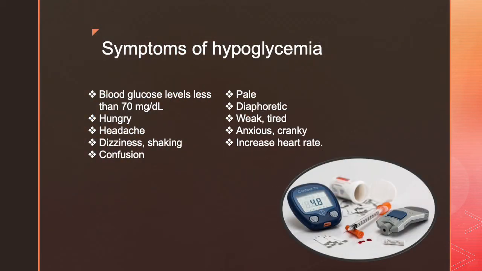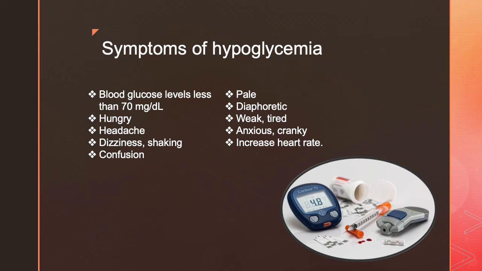It's very important to know some symptoms of hypoglycemia, or when your blood glucose is low. So hypoglycemia is defined as when your blood sugar levels are lower than 70 milligrams per deciliter. Some symptoms you may feel are hunger, headaches, dizziness or shakiness, confusion, you may be pale or diaphoretic, feel weak, feel anxious or cranky, and you may feel like your heart is beating really fast.